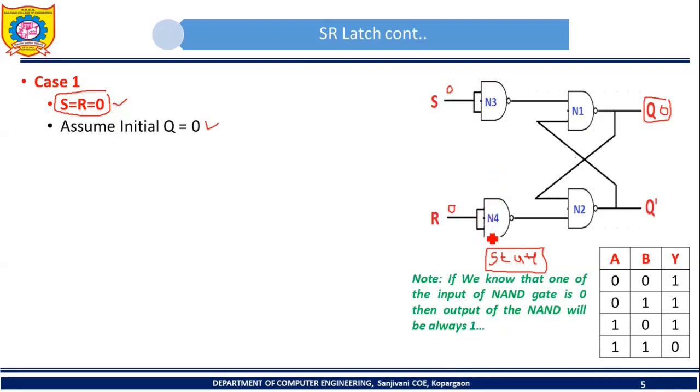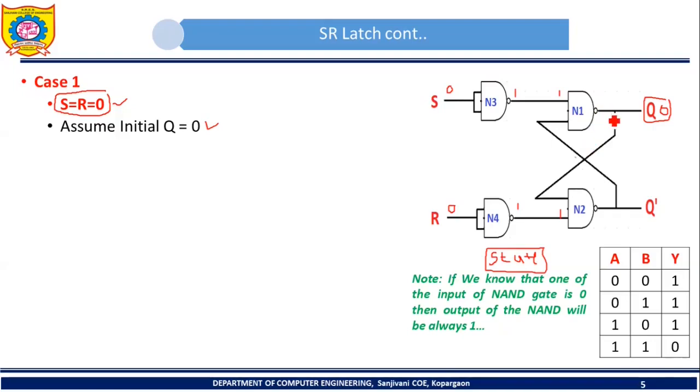Similarly, both inputs of NAND gate N4 are connected together. So what will be the output of NAND gate N3? See the truth table of the NAND gate. If both inputs are 0 0, what is the output of the NAND gate? It is 1. So I can say that the output of N3 will be 1 and the output of N4 will be 1. Yes. Now this one will become input to NAND gate N1. This one will become input to NAND gate N2.